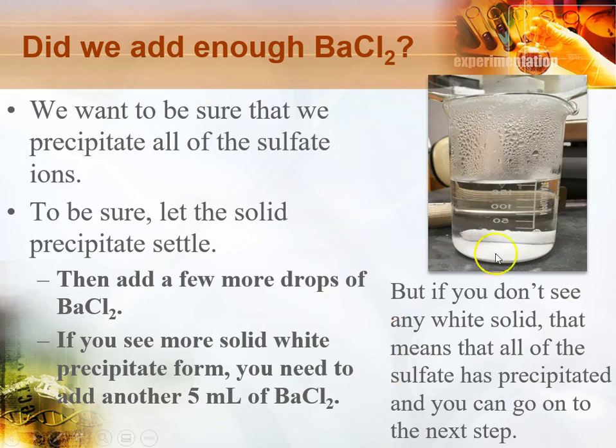And when you take it off the hot plate and wait a few minutes, that solid does settle. So now I have a solid barium sulfate precipitate here, and above this is the supernatant, and the supernatant contains sodium chloride ions and other ions that are also present in the unknown sample.